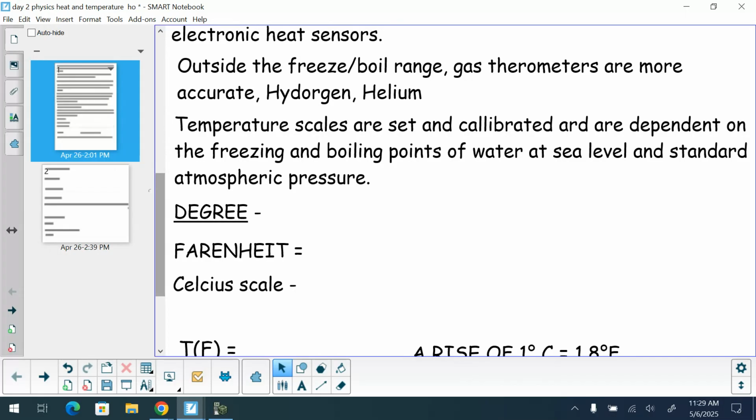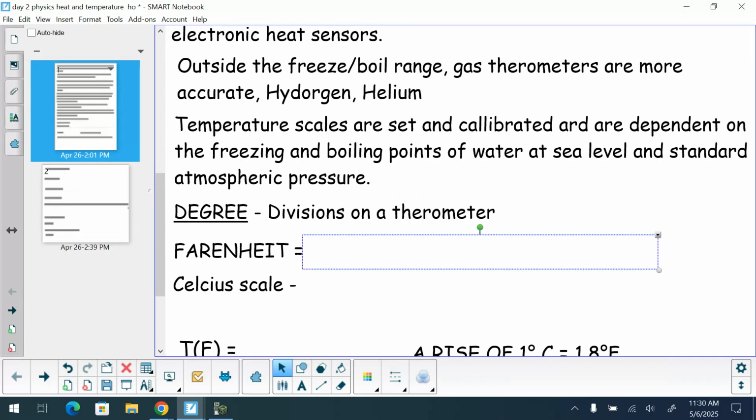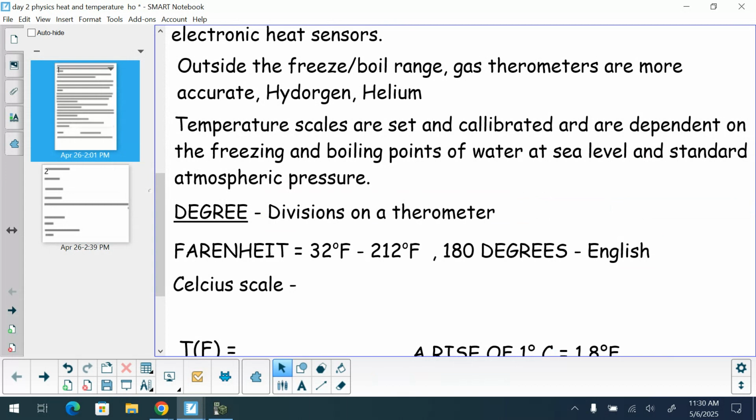Let's finish the front side here and we'll be done for the day. We talk about a degree. A degree is a division on the thermometer. We are English and we are American, so we still deal with the Fahrenheit scale. I think there's only, if I remember correctly, 3 countries in the world that work with temperature in the Fahrenheit scale. Everybody else has changed to the Celsius world.